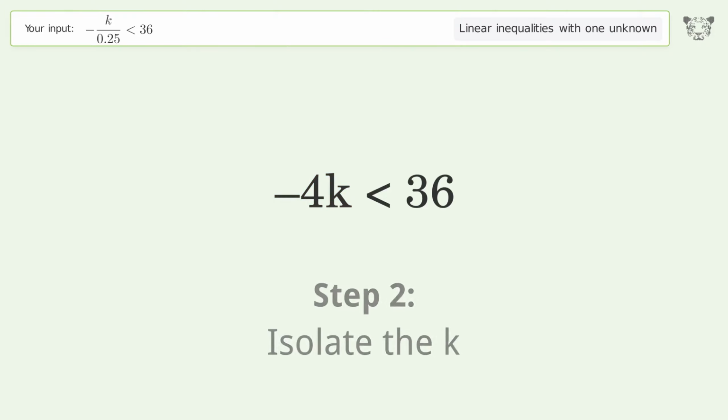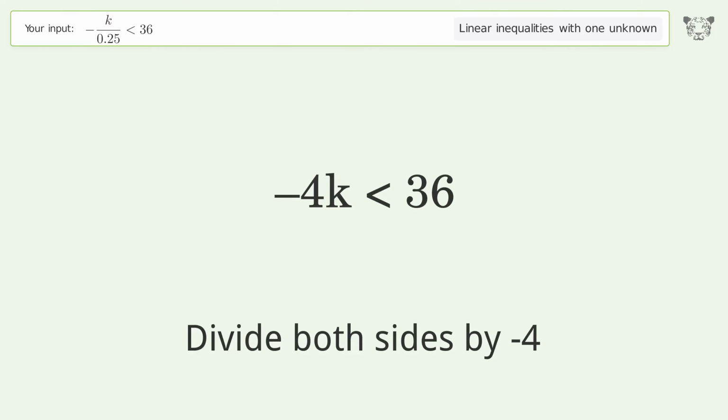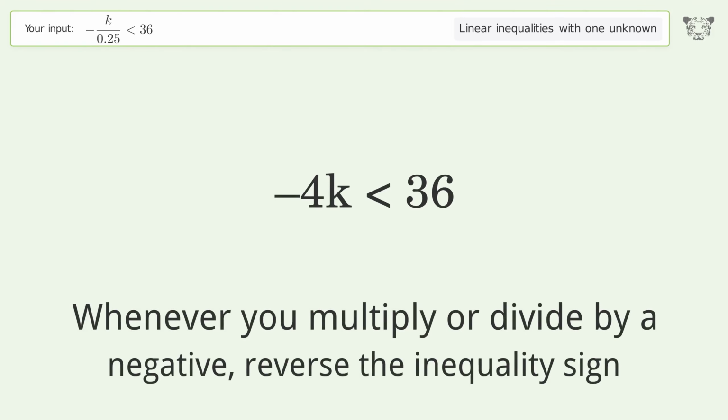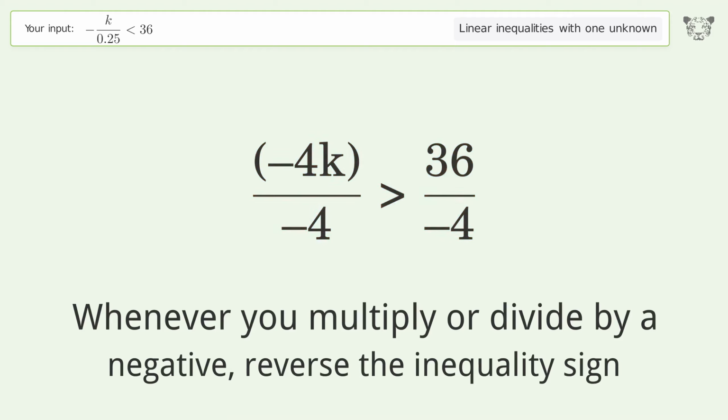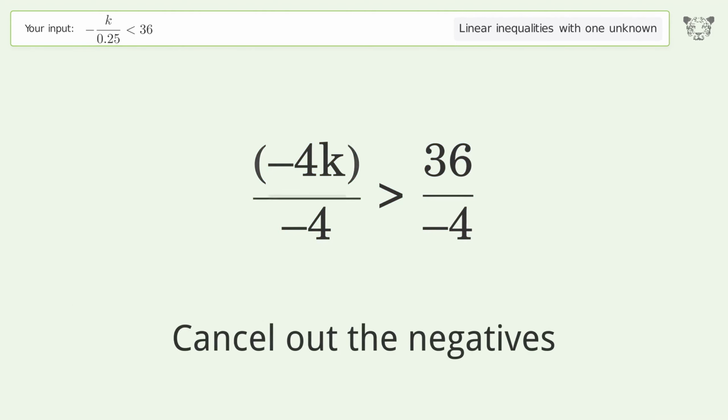Simplify the expression. Isolate the k. Divide both sides by -4. Whenever you multiply or divide by a negative, reverse the inequality sign. Cancel out the negatives.